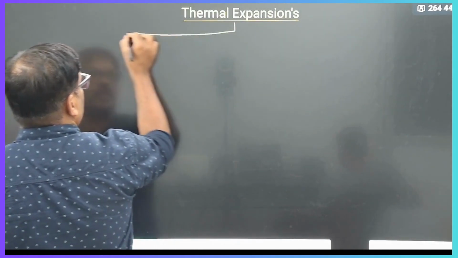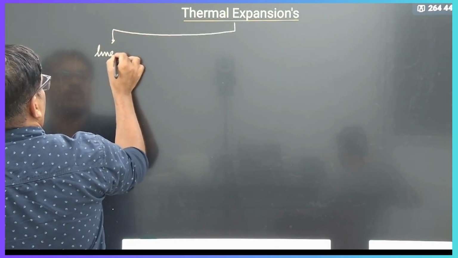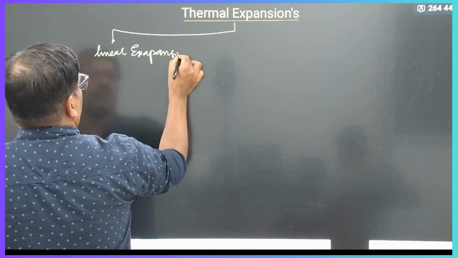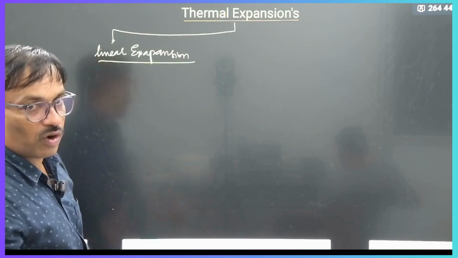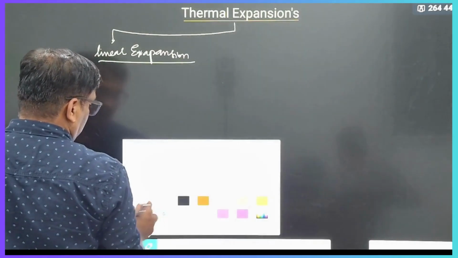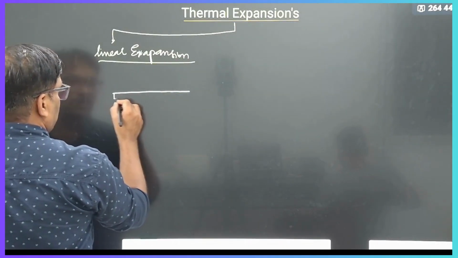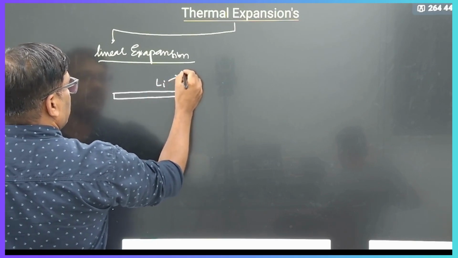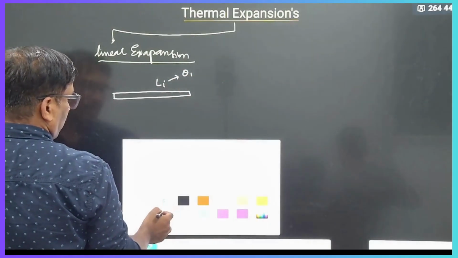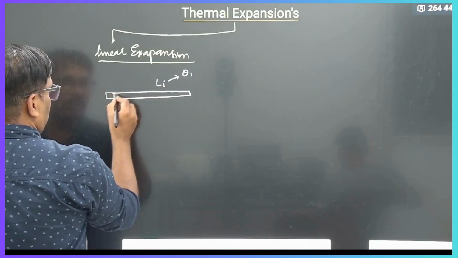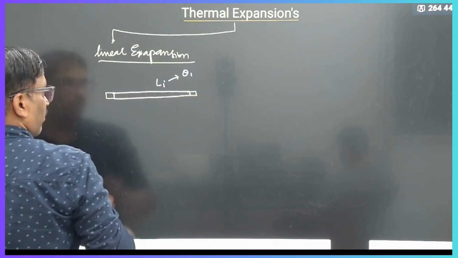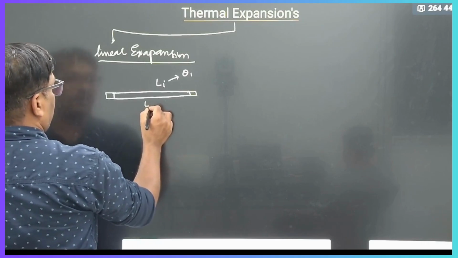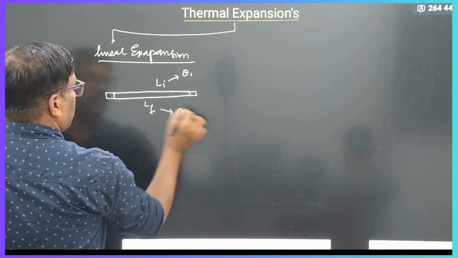First, linear expansion. What is linear expansion now? Linear means like a rod. Here the rod we just discussed has initial length Li when the temperature is, suppose, theta1. Now what will happen when the temperature is increased? It slightly expands, because we already studied that the distance between the molecules increases. So the final length becomes Lf when the temperature is theta2.